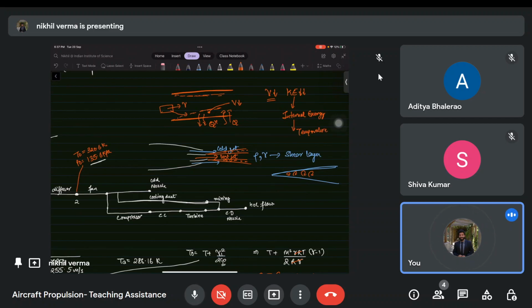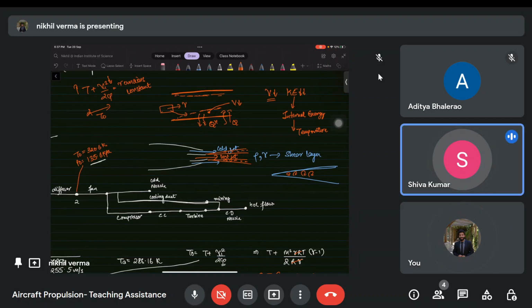But the sum of velocity times this remains constant. Velocity goes down, temperature goes high, but this term remains constant, and this is our stagnation temperature, right? So this is the reason why temperature remains constant.